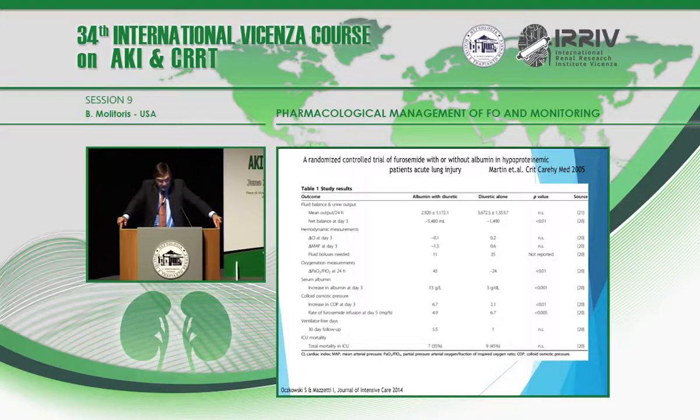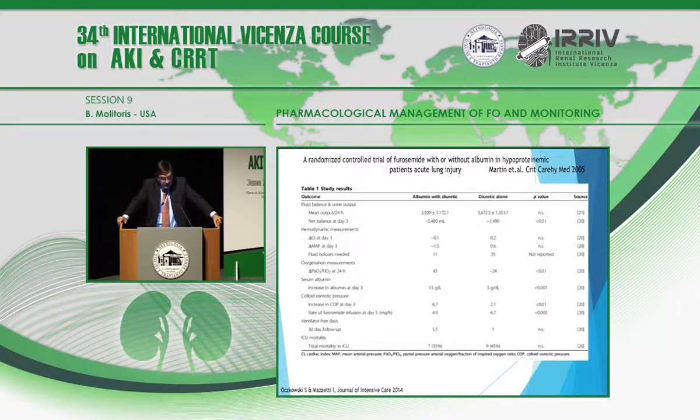If you look over at the p-values, you can see really that the only thing that changed was, with albumin, again in hypoalbuminemic patients, a greater net loss of fluid over 3 days. There was an increase in serum albumin, which one would expect, and the rate of furosemide infusion was less in the albumin-treated patients. But as far as ventilator-free days, hospital stay, and ICU mortality, there was no difference.